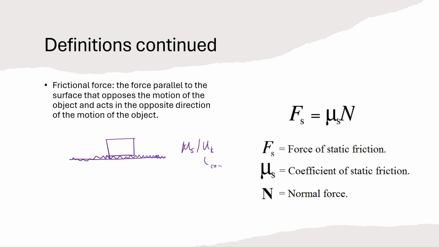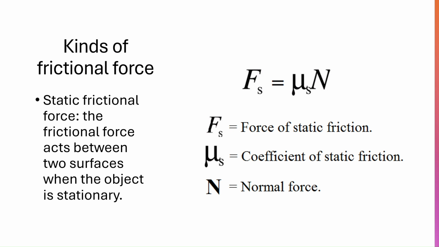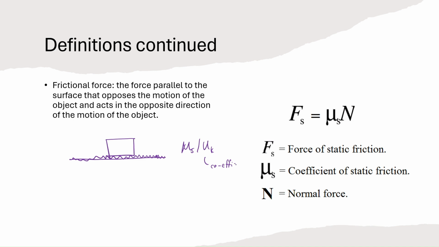and that is the coefficient of kinetic friction. Well, what is this coefficient of kinetic friction? Well, that is basically the level of roughness, in layman's terms. It's the level of roughness of the surface.